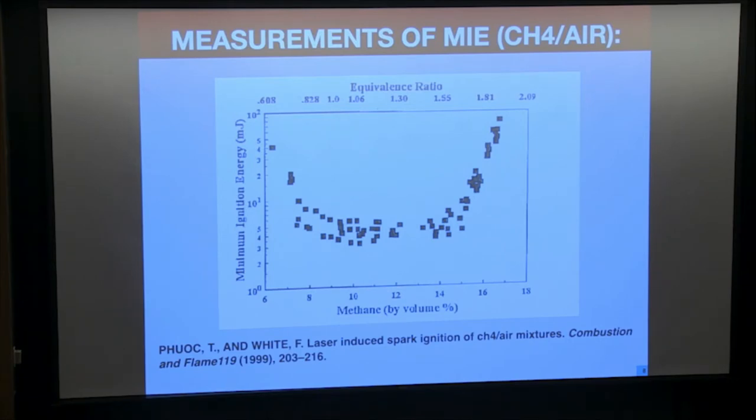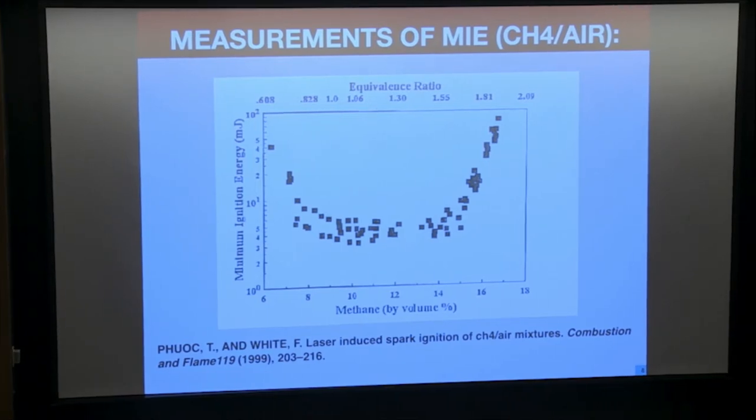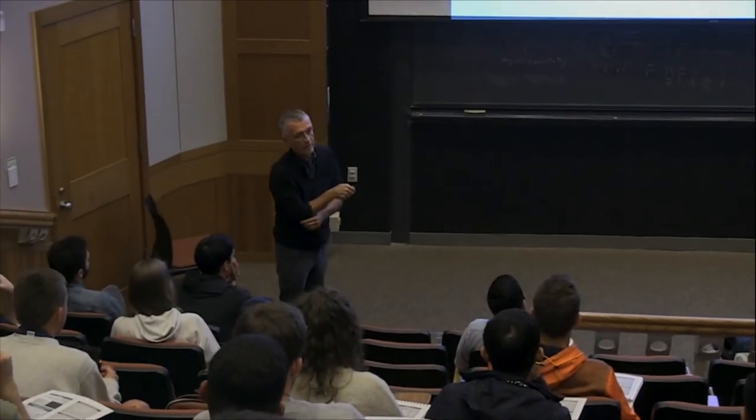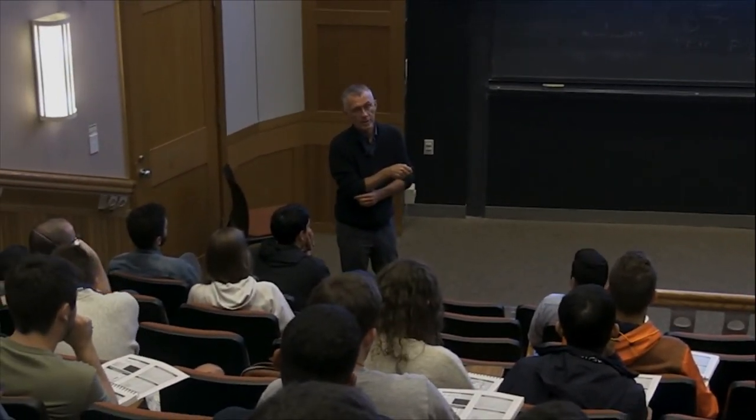Now, if you plot an experiment in which you put here the amount of methane and here the minimum ignition energy that you need to spark, you see that you find 3 millijoules here, and it's going up if you are very lean or very rich, as expected. If you go beyond the flammability limits, you cannot ignite.